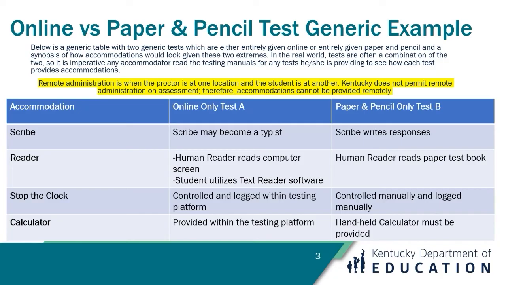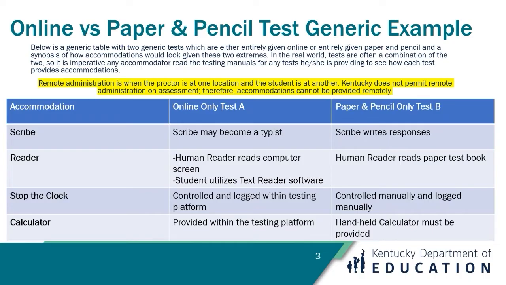On the screen, you will notice a very basic example of how the testing environment can impact the way an accommodation is provided. However, it does not impact the regulations that govern the limits of an accommodation. Let's say we have 2 tests. Test A is given completely online. There is no paper and pencil option. Test B is given completely by paper and pencil. There is no online option.